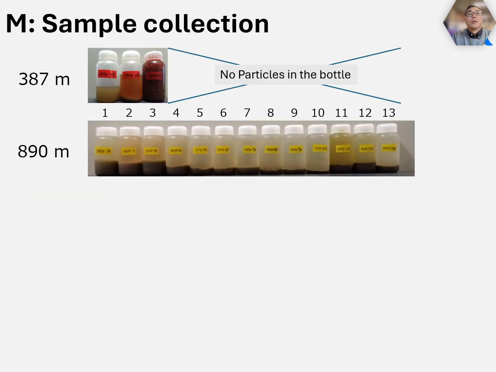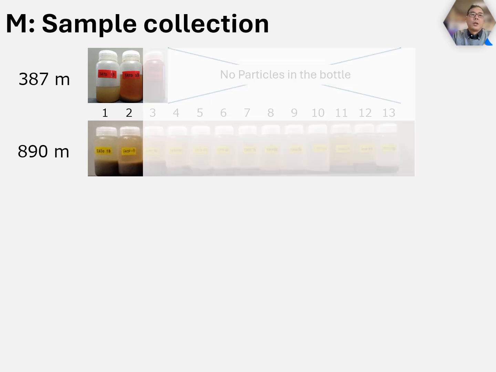This is a photo of this sampling bottle. At 400 meter depth, the third bottle was overflowed but unfilled, and from the third bottle to the end, the sediment was not observed in the bottle. So we used only the first two bottles to understand the vertical difference of phytoplankton composition.